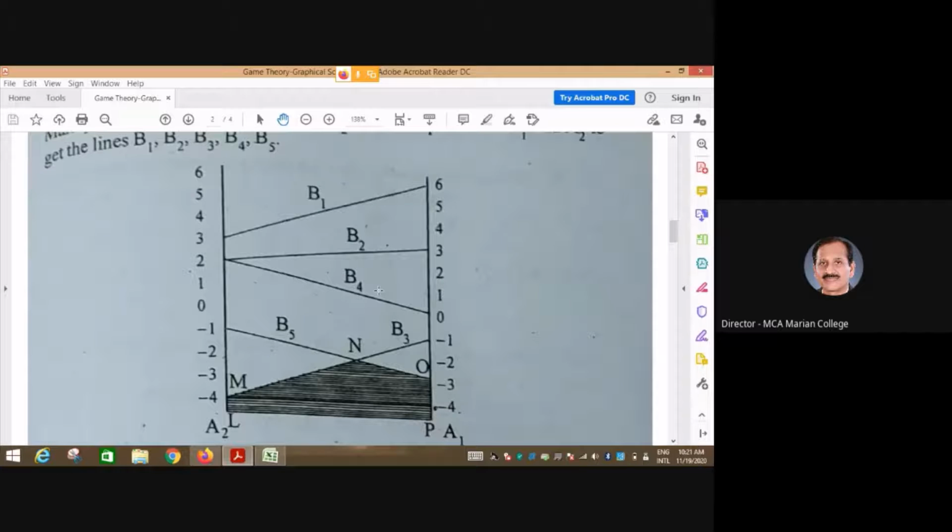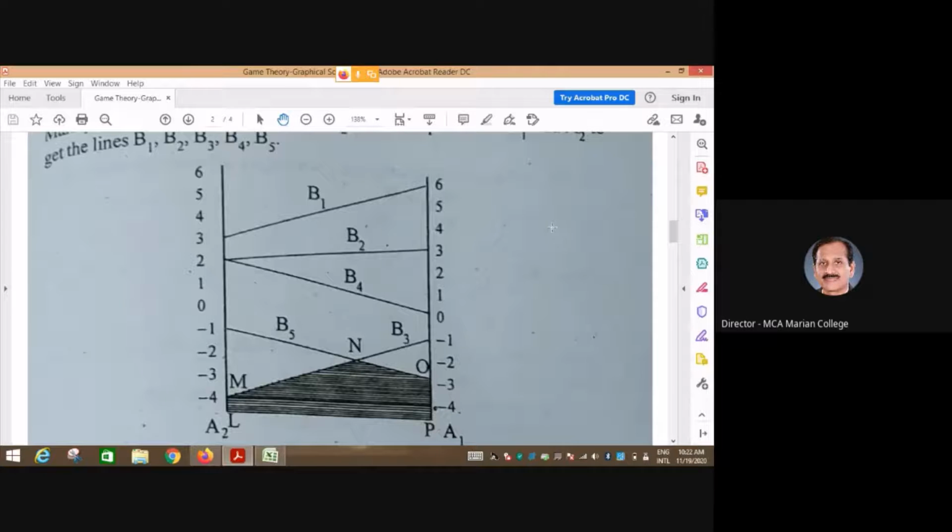And finally, you have the B5, the fifth strategy. The points are -3 and -1. So you can have -3 on A1 and -1 on A2. Join these 2 points so that you will get the line corresponding to strategy 5 or B5. So once all these lines are drawn, first of all, the vertical lines corresponding to A1 and A2, you can mark all the points there. Then draw the lines corresponding to the strategy, where you can plot the lines which connect the values of the payoff matrix.